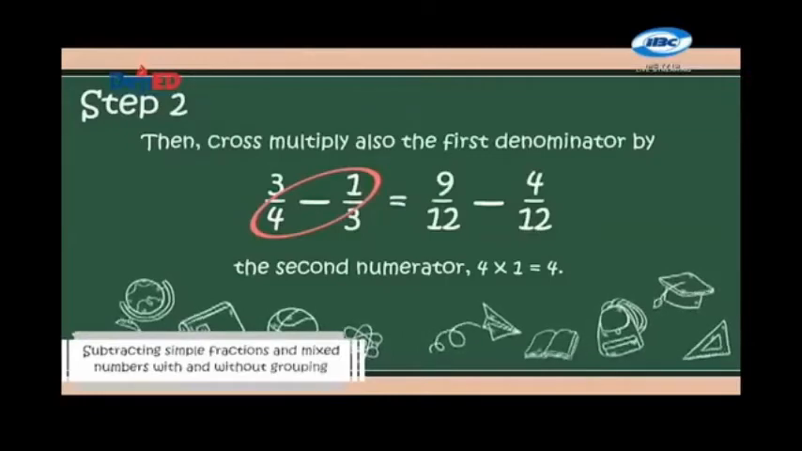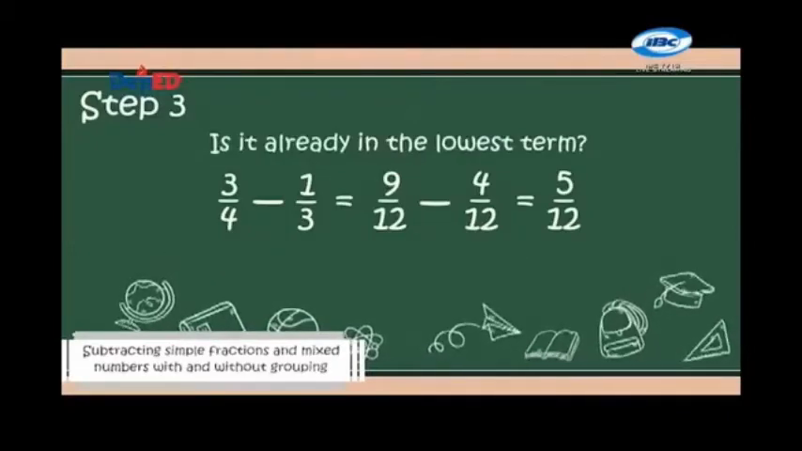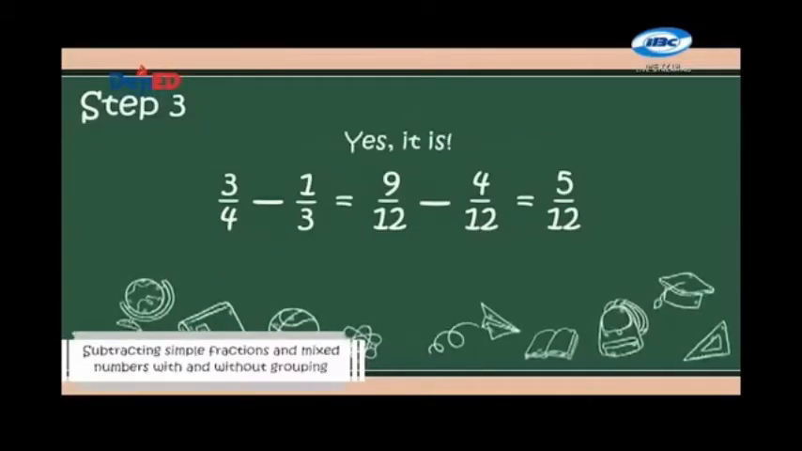Step 3. Subtract the numerators. 9 minus 4 equals 5, and copy the common denominator, 12. So we have 5 twelfths. Is it already in lowest term? Yes. So 3/4 minus 1/3 equals 5 twelfths.